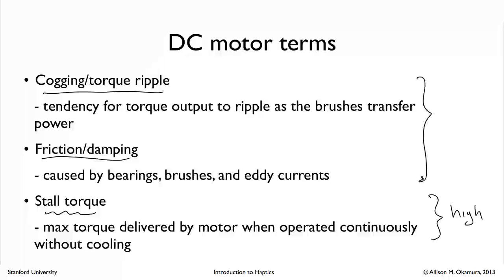And these things, cogging and torque ripple and friction and damping, you would like to be low. So these are what you desire for your haptic device. And that's because when you're trying to create a haptic virtual environment, you don't want the user to feel the mechanical properties of the motor. You just want them to feel the forces that you're rendering. And that stall torque is going to limit how much force you can render.